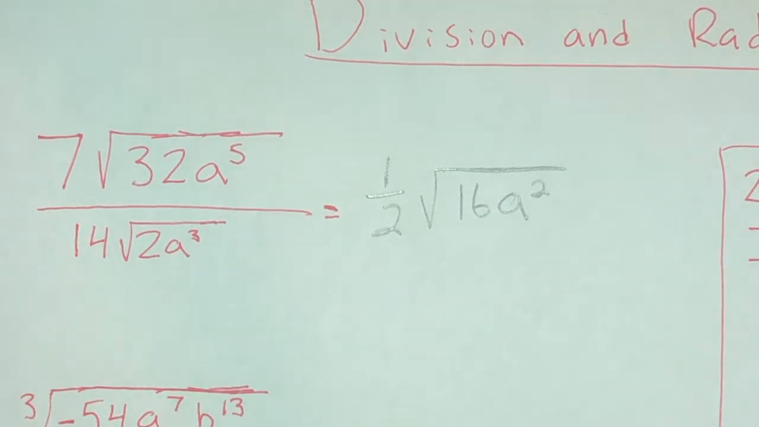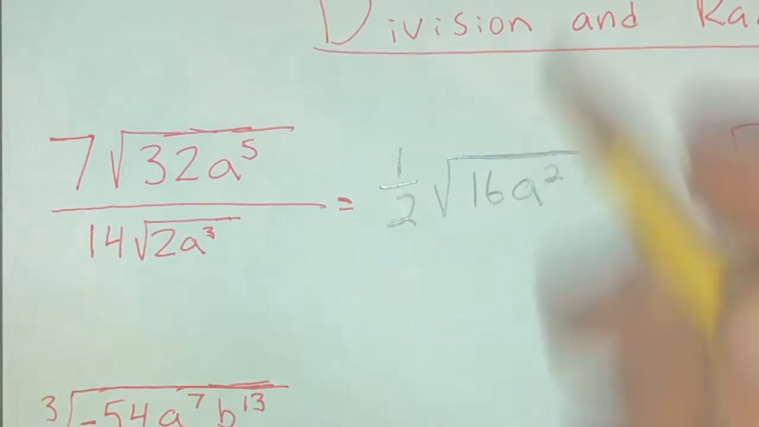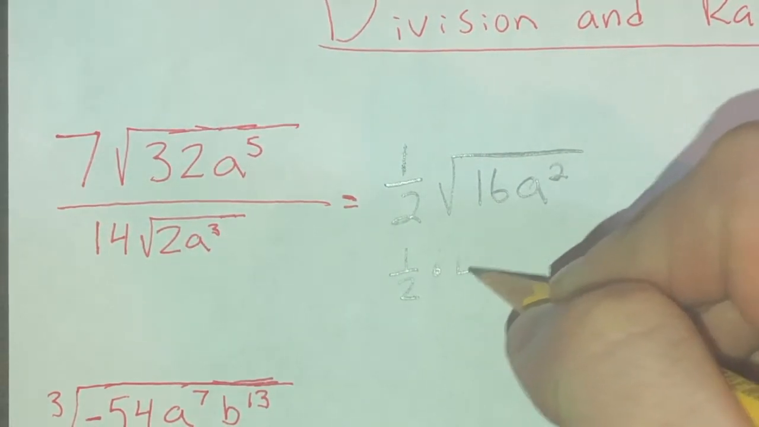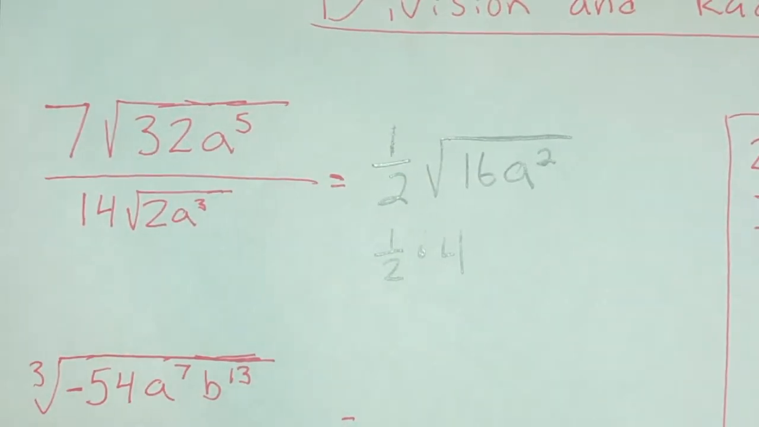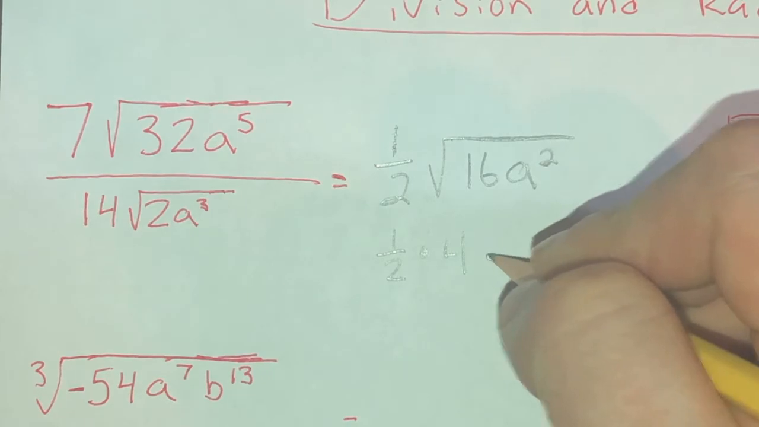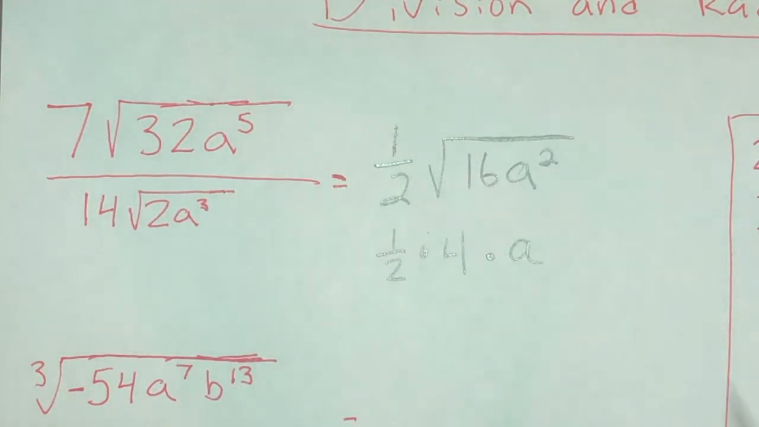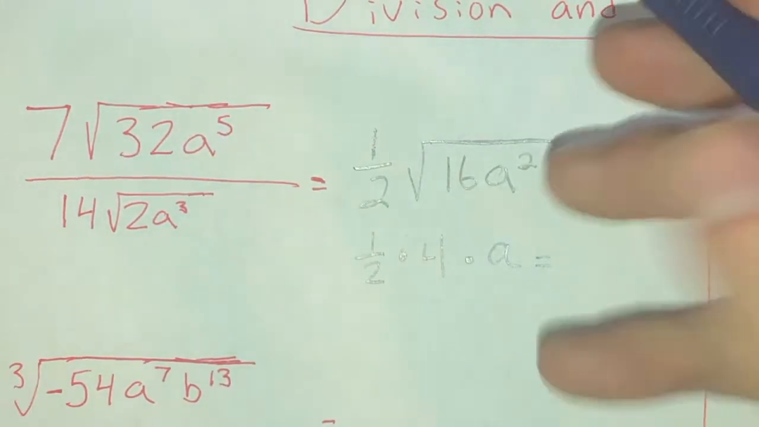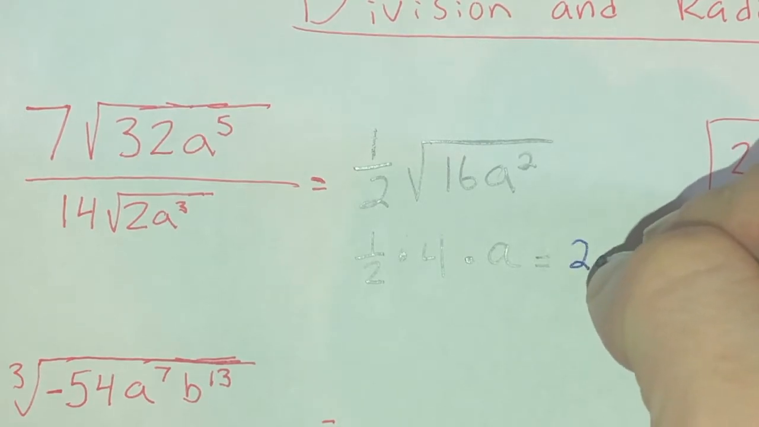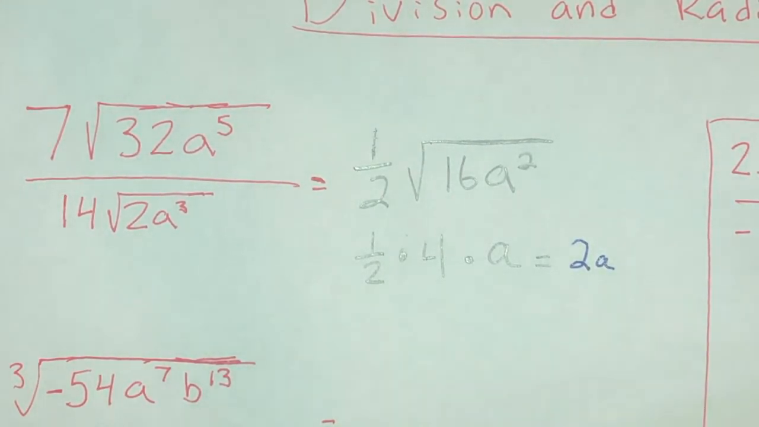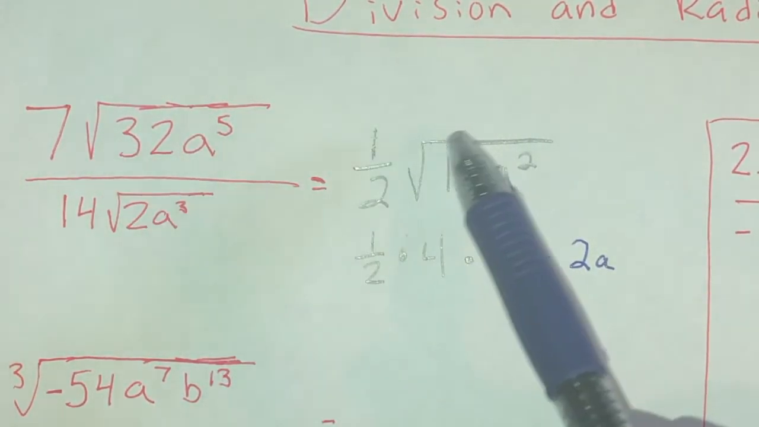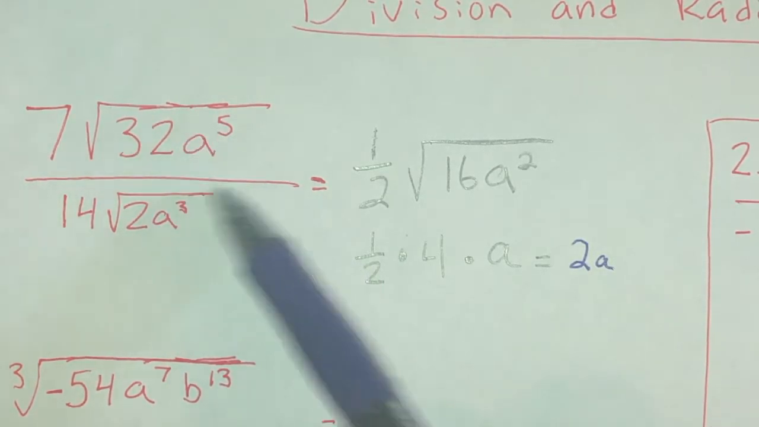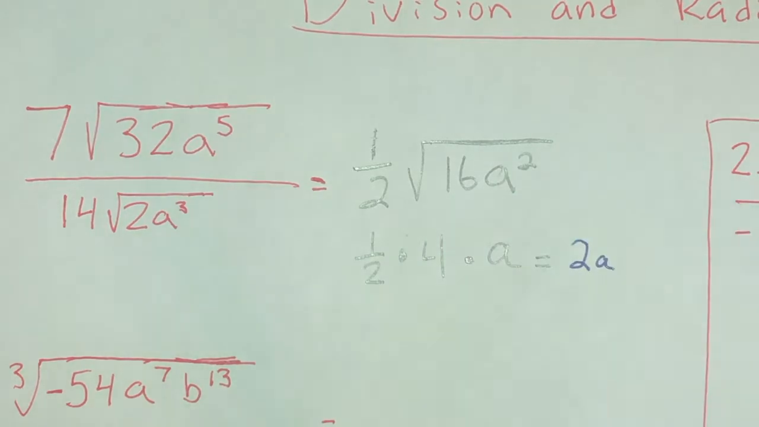Now I'm going to go ahead and simplify. I'm going to do the square root of 16. So it's 1/2 times 4, the square root of 16. Remember, we're sticking with the positive because we're simplifying. The square root of a squared is a. Then we clean it up, and our final answer is going to be 2a. So again, step by step: numbers, then do the division of the roots and clean up as needed.